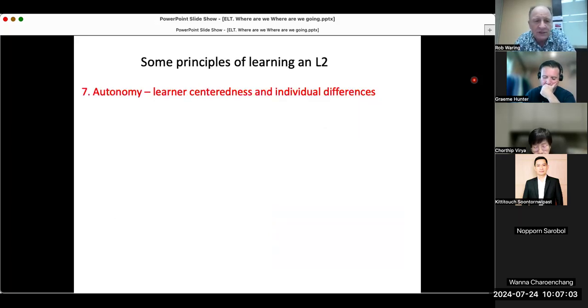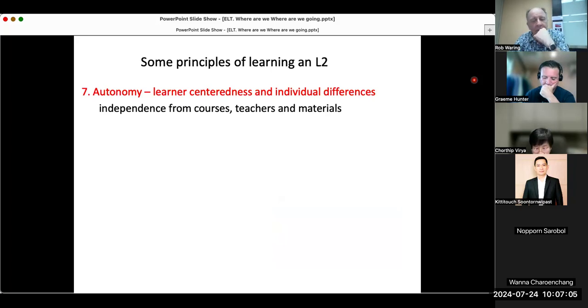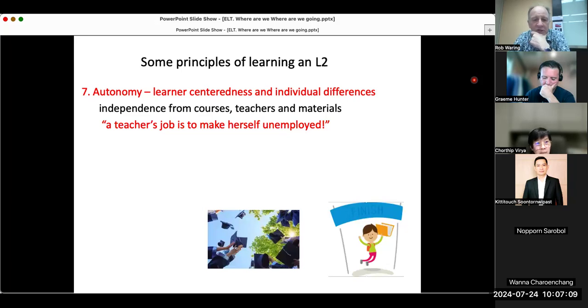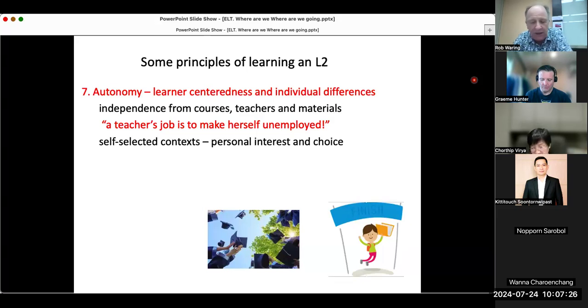And critically important is autonomy. The goal of language teaching is for a teacher to make herself unemployed. So we need to make sure that things we do in class are focusing on helping students to be independent of courses, teachers, and materials. So what skills and strategies, what knowledge the students need to have in order to be independent.